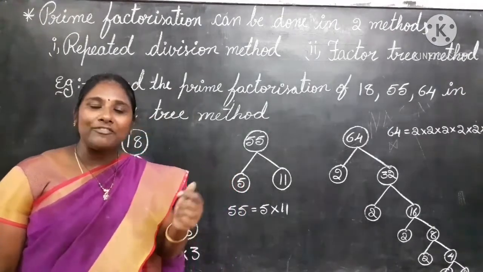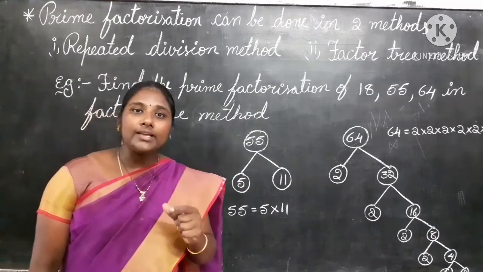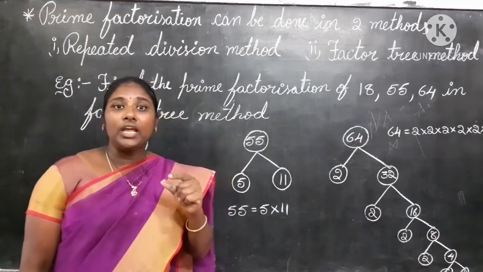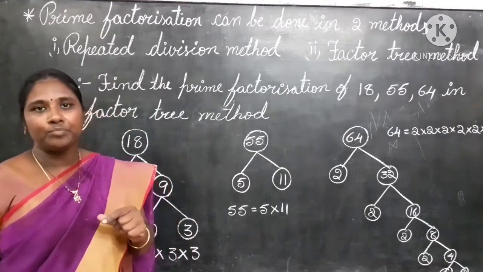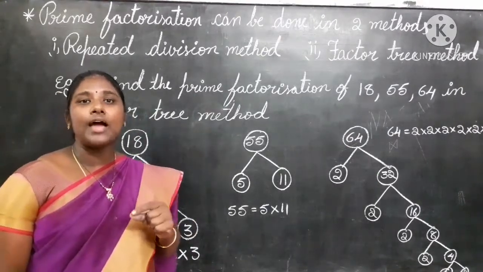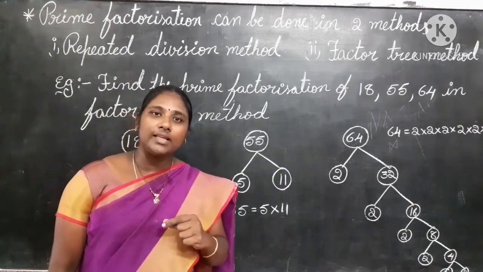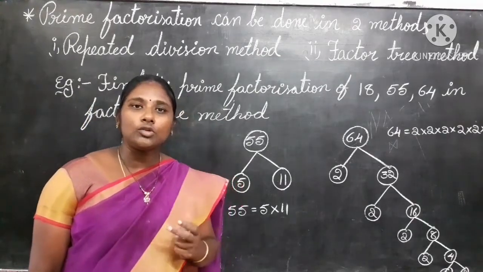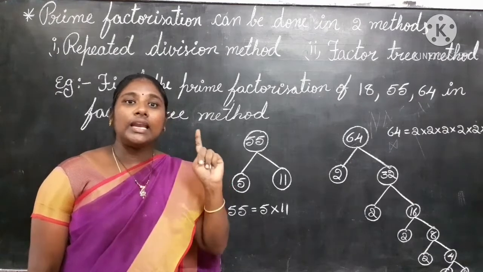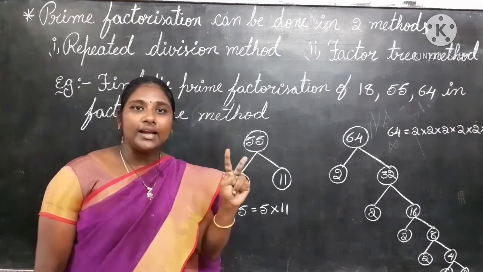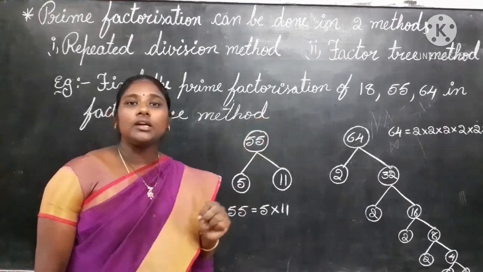Okay, what is the prime factorization? A factorization in which every number is a prime number. It is called prime factorization. To find the prime factorization, how many methods are there? Two methods. What are the two methods? One is repeated division method. Second one is factor tree method.